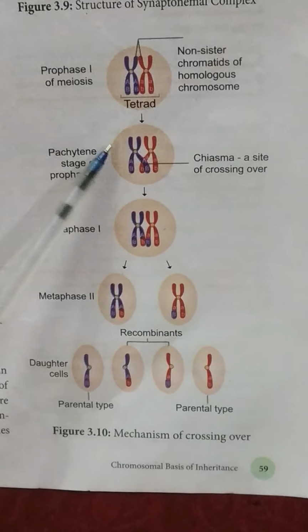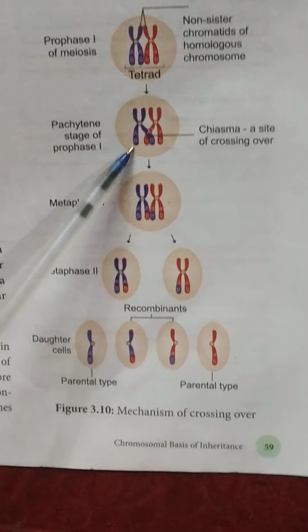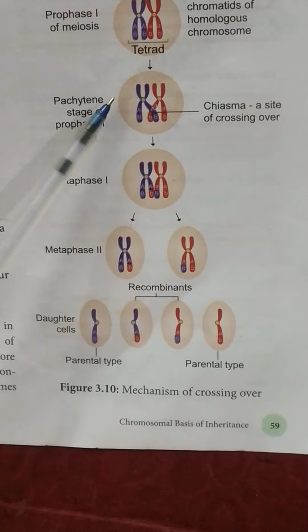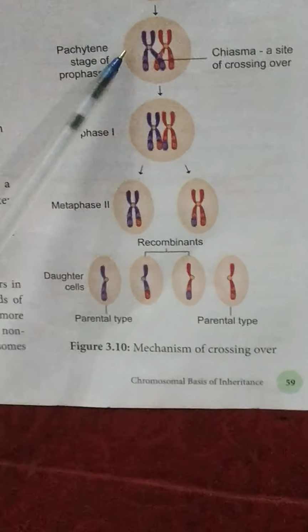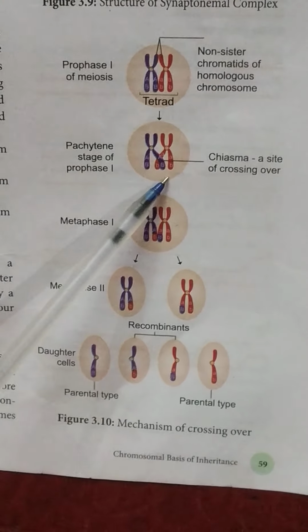There are three types of synapsis: procentric synapsis, pro-terminal synapsis, and random synapsis. Procentric synapsis means pairing starts from the middle of the chromosome to the terminal end of the chromosome.